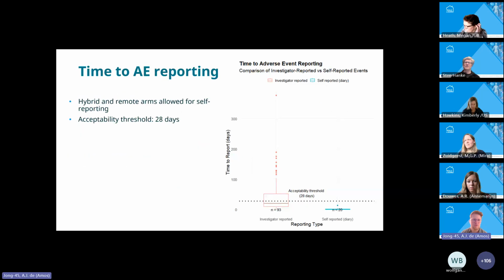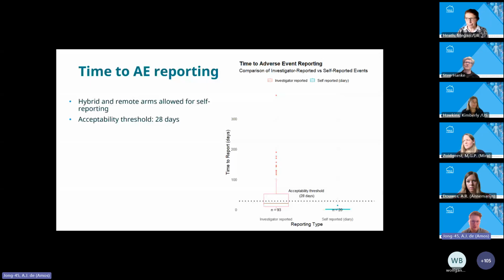If we then move to the time from adverse event occurrence until reporting, this is of course an important measure also relevant for safety monitoring in a clinical trial. I think it's important to mention that in the hybrid and remote arms, participants were allowed to also self-report adverse events using the study app. And in the conventional arm, as in the hybrid and remote arms, participants could mention their adverse events to the investigator. So it was investigator-solicited adverse events, and the investigators then reported this to the eCRF.